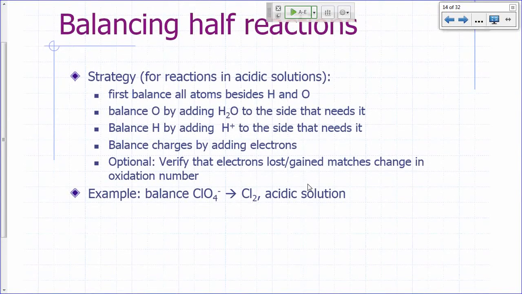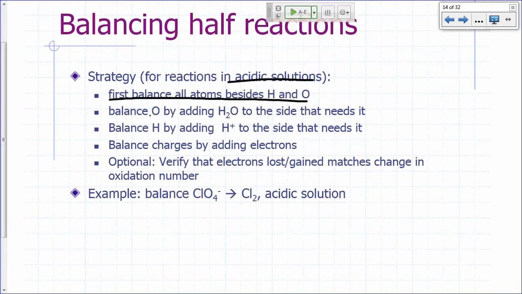Here's a general strategy for balancing half reactions. Let's focus first on reactions happening in acidic solutions. First, you have to balance all the atoms besides your hydrogen and oxygen. You balance the hydrogen and oxygen last, okay?